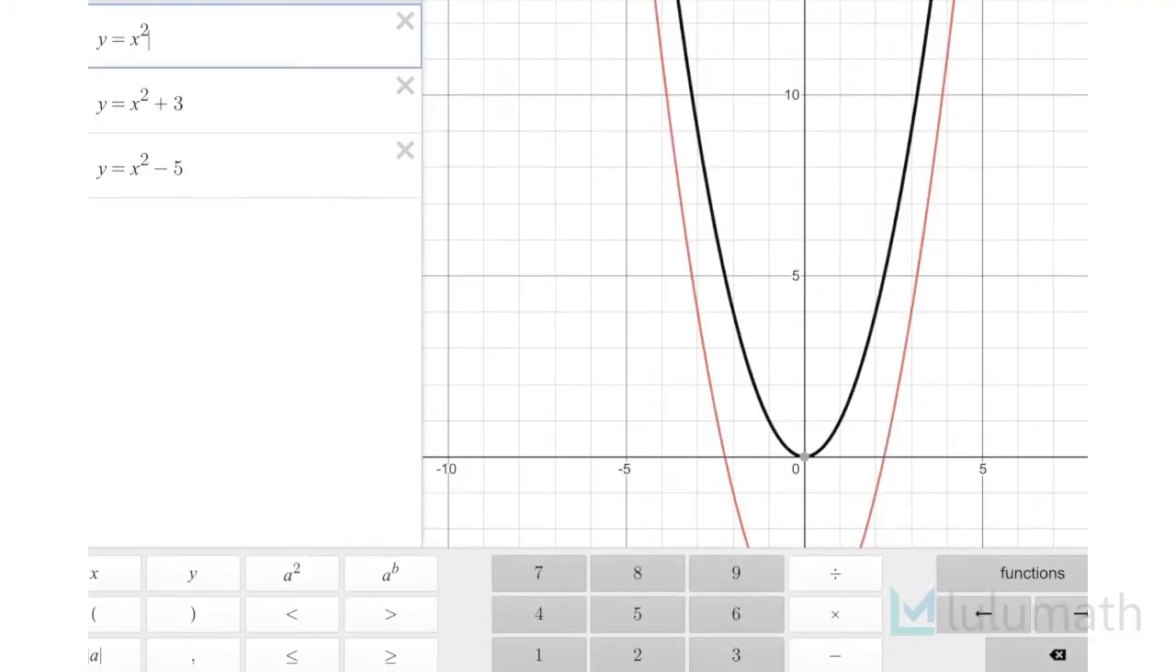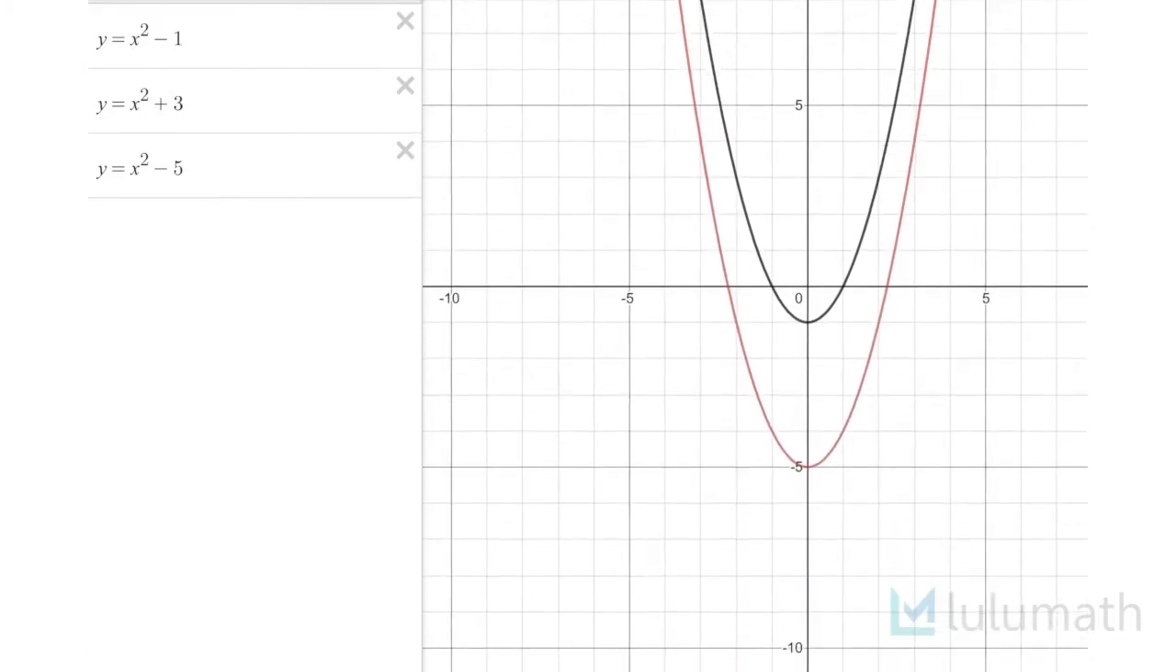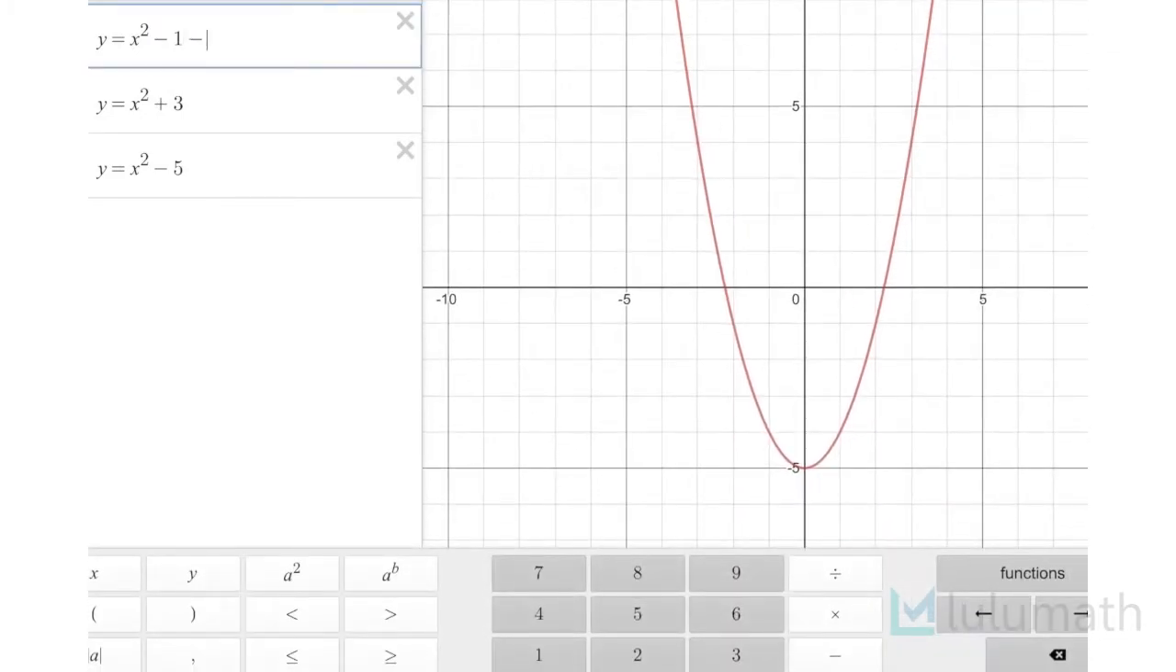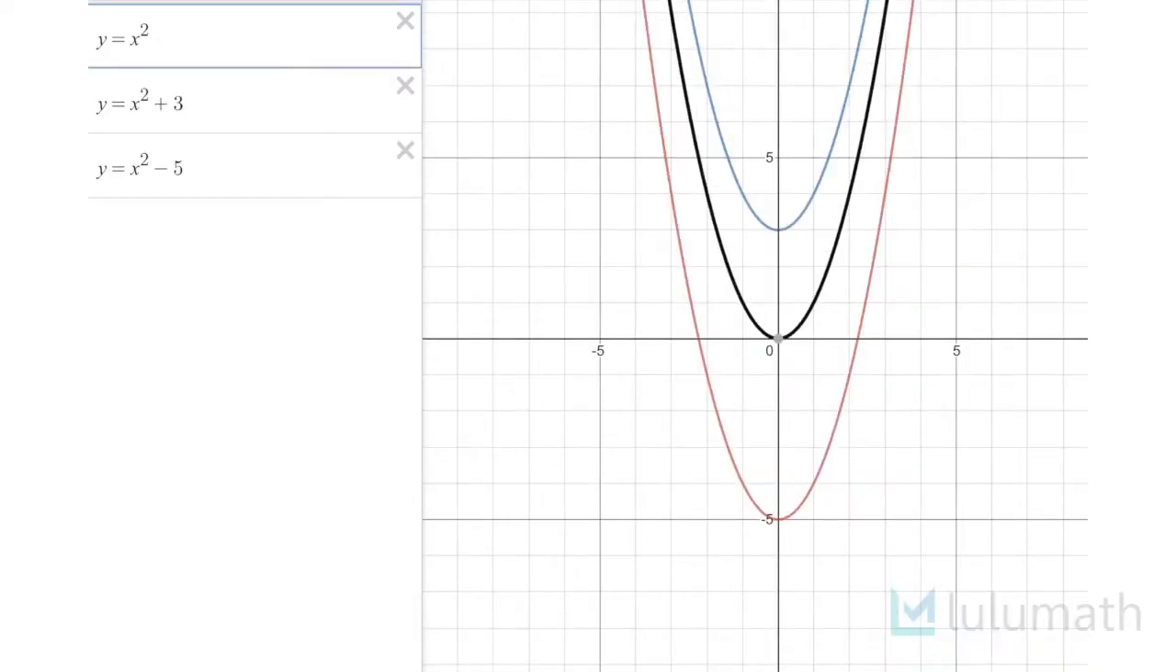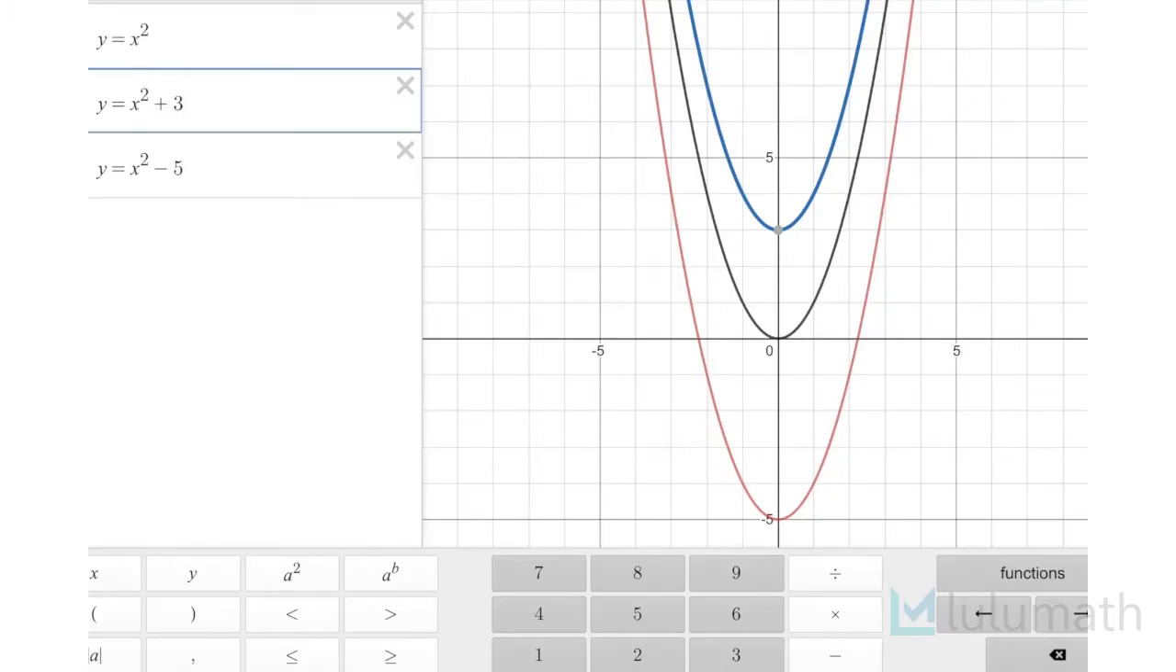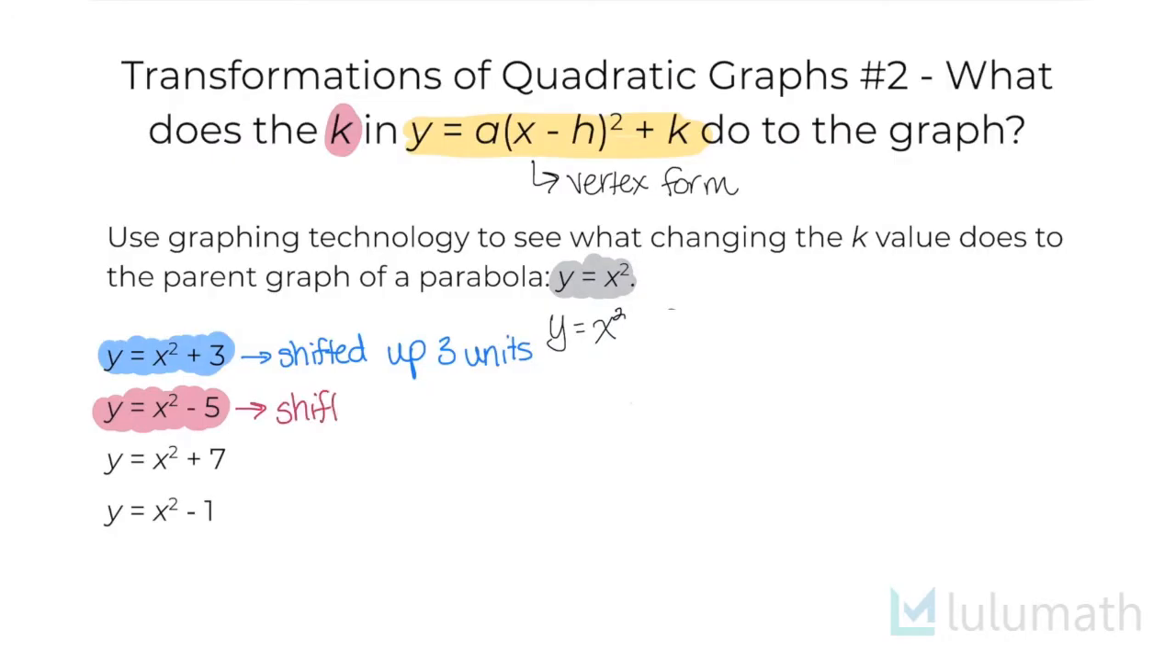So I'm going to take my parent graph and I'm going to keep shifting it down. So I shift it down by 1 unit, and then another 1, and then another 1, and another 1, and a final 1 right here. So it's been shifted down by 5 units, which brings us directly onto this graph that we have here. Now I'm going to turn on the first graph that we looked at, this x squared plus 3. So again, if you notice, the graph is either moving up or the graph is moving down.